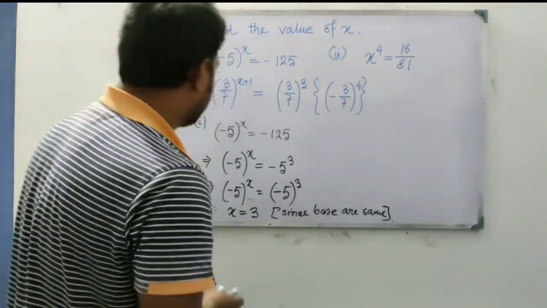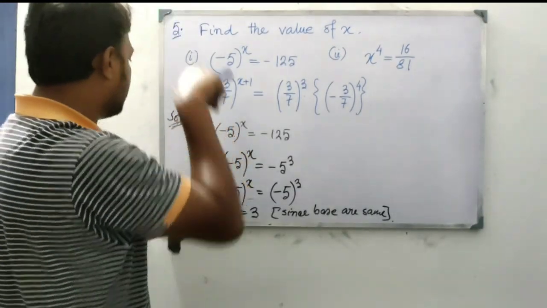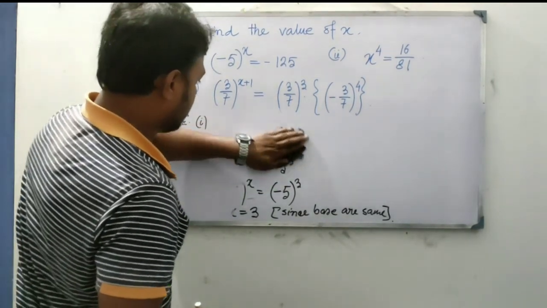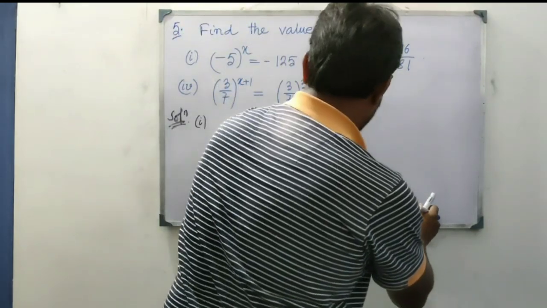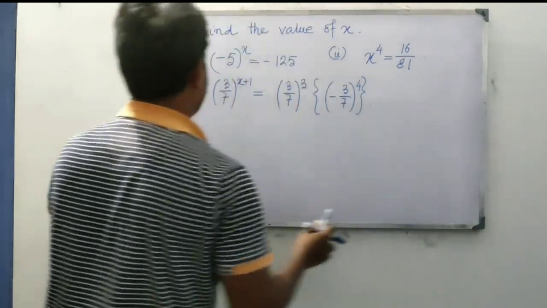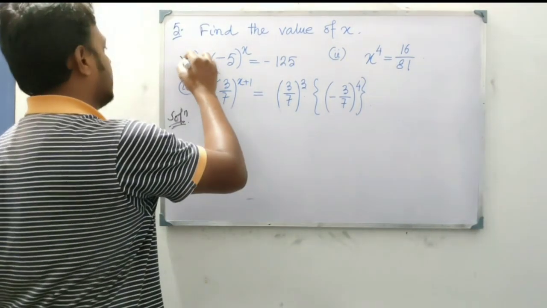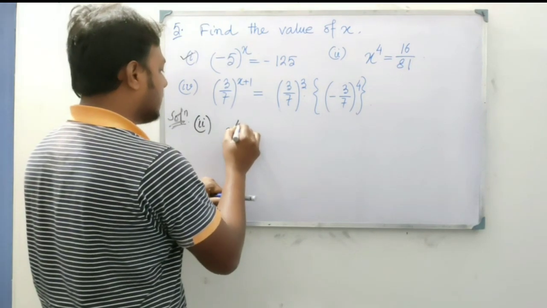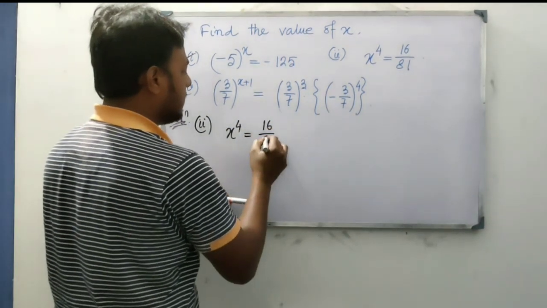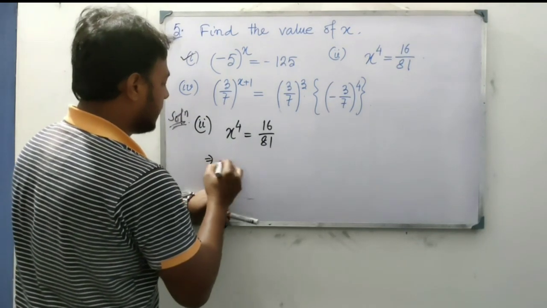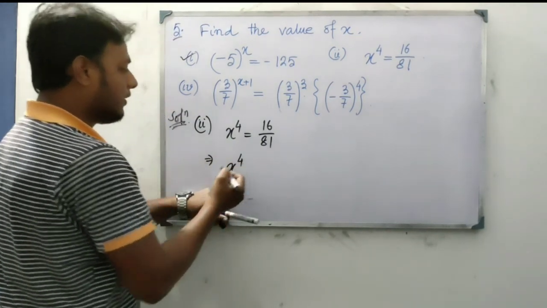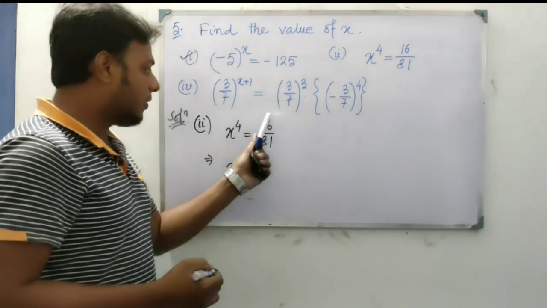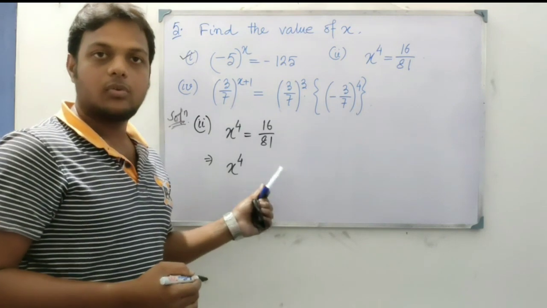Okay. Next, problem number 2. Note down all these things. So this one is done. Problem 2 is x to the power 4 equals 16 by 81. Very easy problem. Since on the left hand side the power is 4, there is no chance to change it, so you have to convert the right hand side into exponent form with power 4.